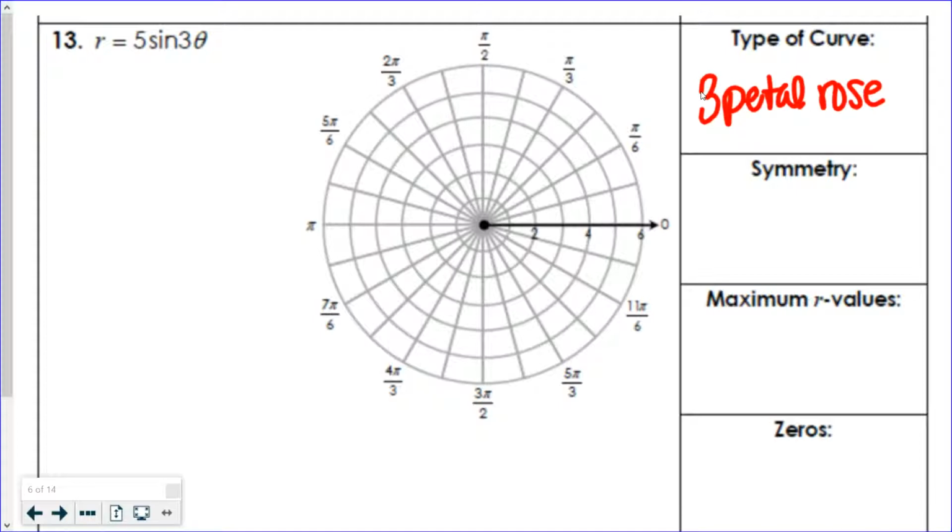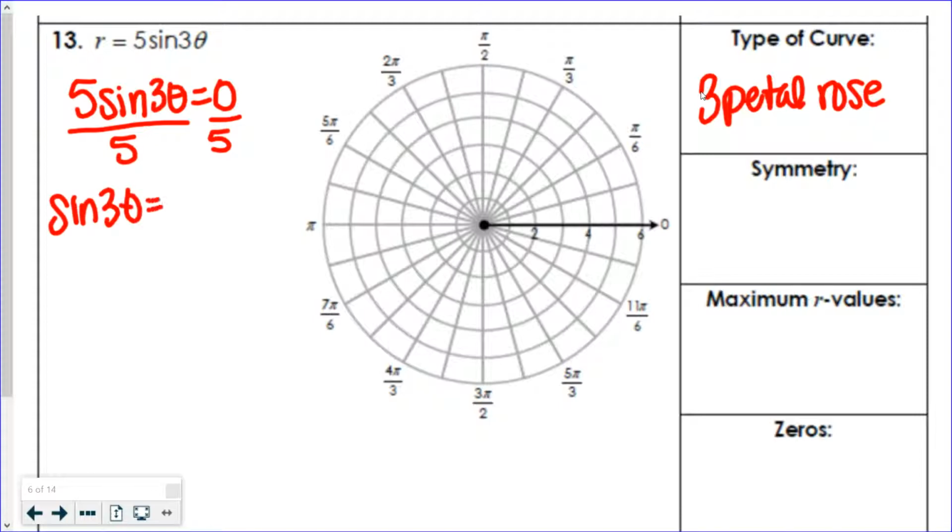All right. And so when you're doing roses, probably the best way to go next is to figure out where your zeros are, and I'll show you why in a second. So we want to figure out where this guy is equal to 0. To solve that, we'd divide by 5. We get sine 3 theta is equal to 0. And so where is sine equal to 0? That's when we are at 0 and pi.